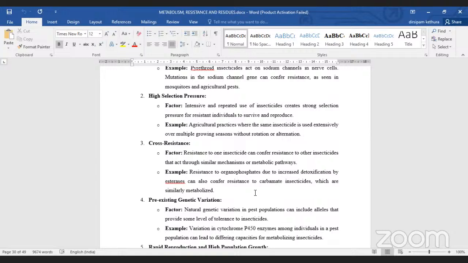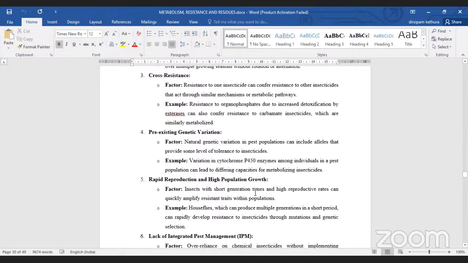Resistance to one insecticide can confer resistance to other insecticides that act through similar mechanisms or metabolic pathways. Example, resistance to organophosphates due to increased detoxification by esterases, which can also confer resistance to carbamate insecticides. And the fourth one is pre-existing genetic variation, where natural genetic variation in pest populations can include alleles that provide some level of tolerance to insecticides.